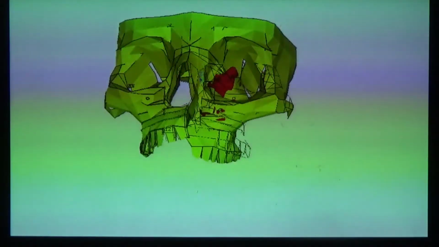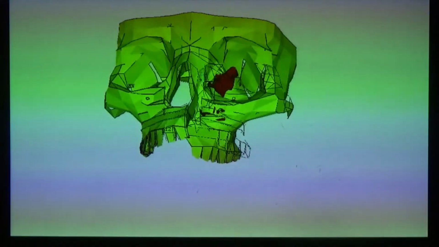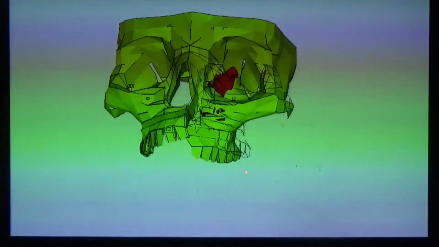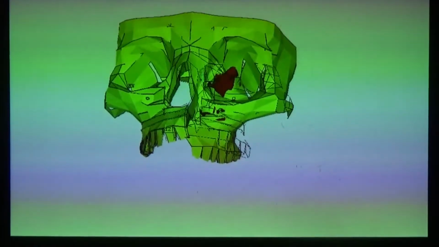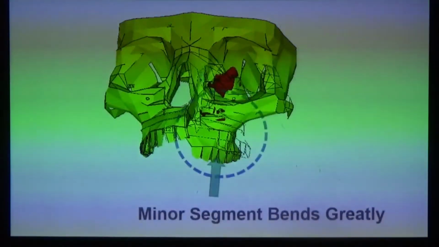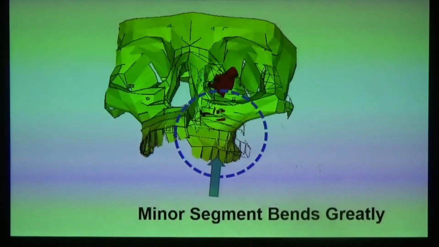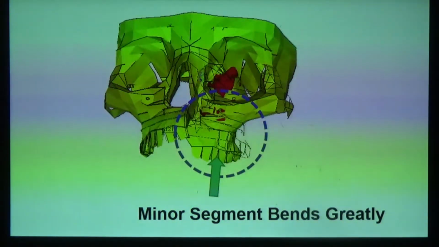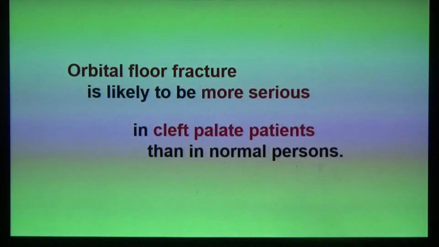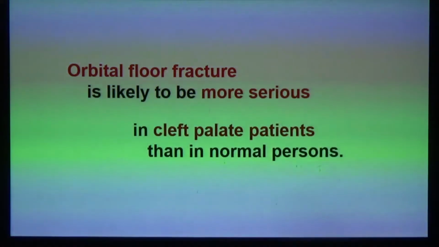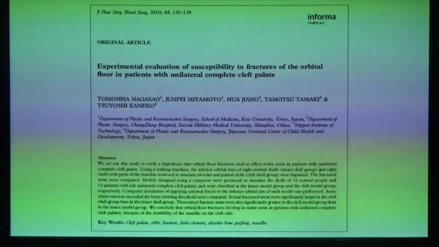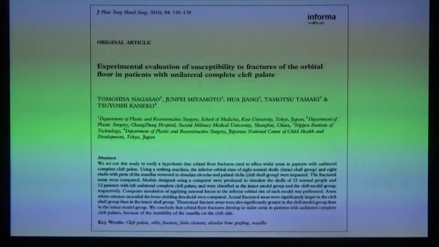Specifically, the difference in fracture patterns between intact skulls and cleft skulls is attributed to the stability of the minor segment of the maxilla. The minor segment is unrestricted in cleft skulls, so it bends greatly when struck, aggravating fracture. We have thus demonstrated that orbital fracture is likely to be more serious in cleft palate patients than in normal persons. We published this study in 2010 in Scandinavian Journal of Plastic Surgery.